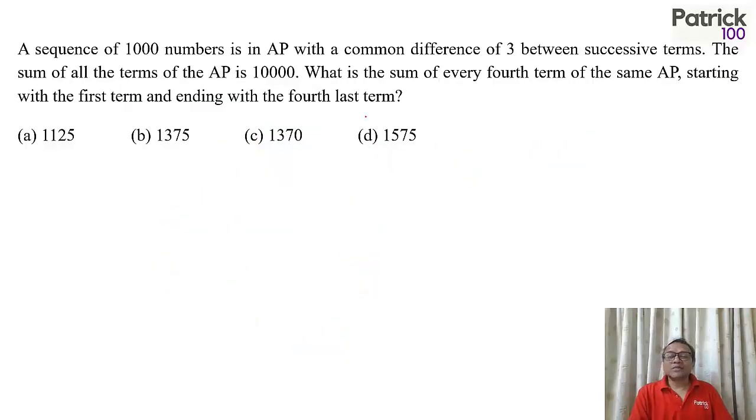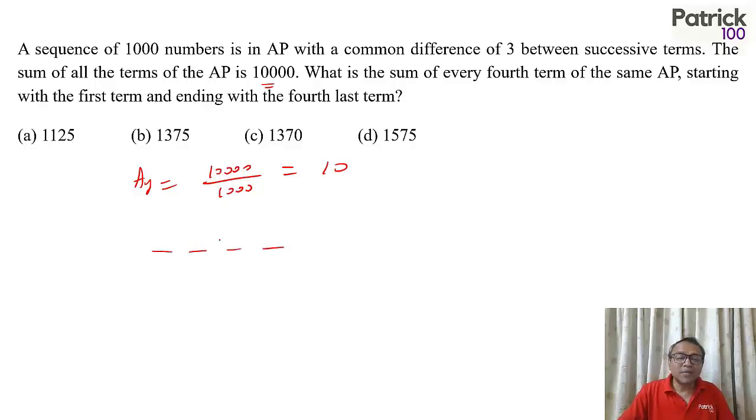Sequence of 1000 numbers in an AP. Okay. So if I look at it, all the numbers put together on an average is 10,000 for 1000 numbers. So average, if you look at, is 10,000 upon 1000, is 10. Remember, middle number is 10. Middle number of all the series is 10.